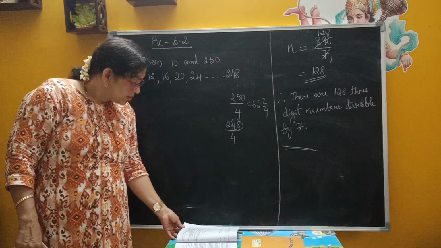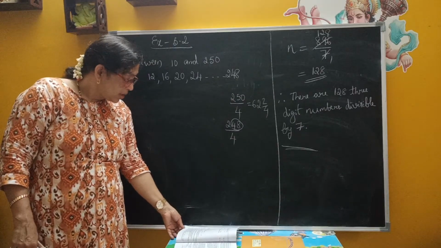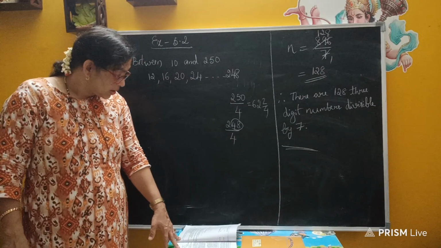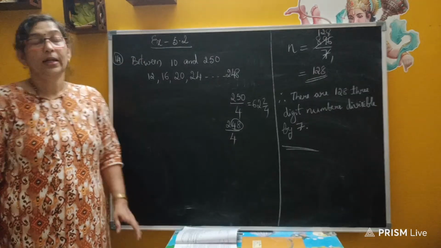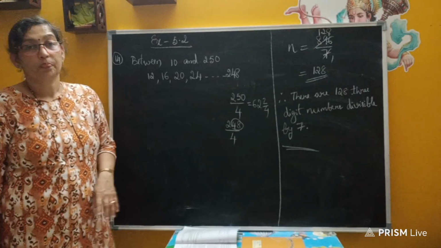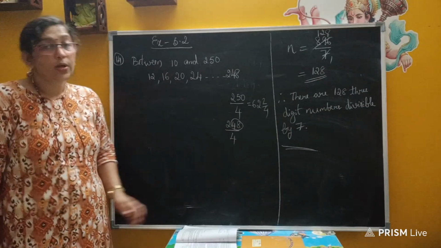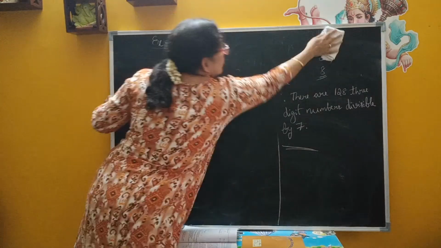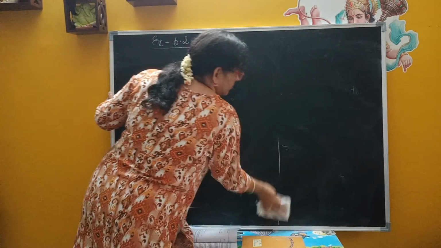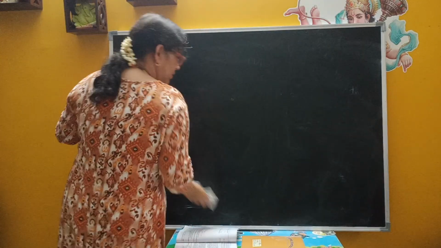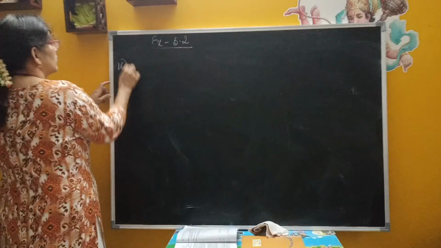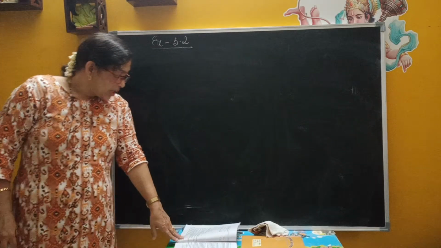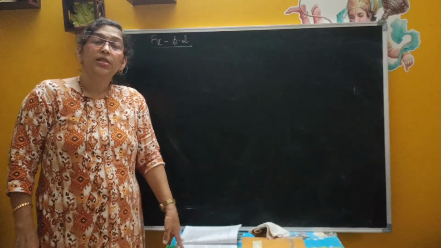Now let us go with the 16th problem. Determine the AP whose third term is 16 and 7th term exceeds the 5th term by 12. This type of problem is also important. Let us go with the 16th one now. Determine the AP whose third term is 16.